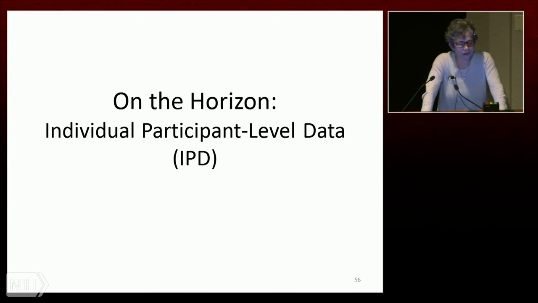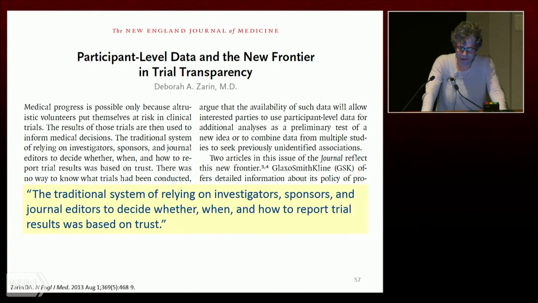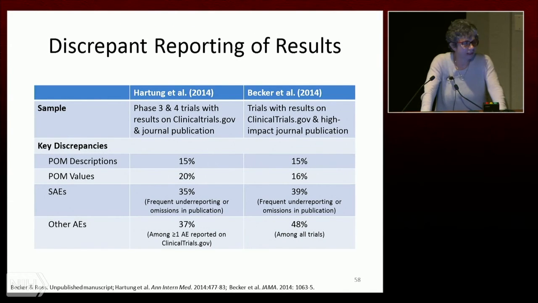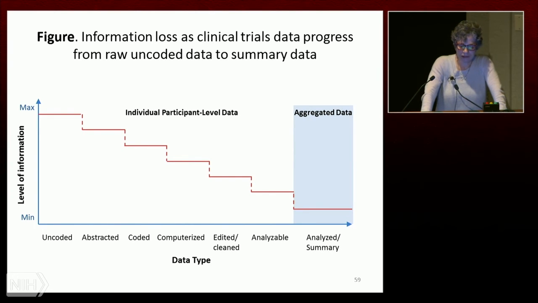So just to note on the horizon, there's a lot of discussion of individual participant level data. You'll hear this, people will talk about data sharing. Here's an editorial which notes that the traditional system of relying on investigators, sponsors, and journal editors to decide whether, when, and how to report trial results was based on trust. And basically that trust has been violated. Skip this. And it's interesting to note what's the relationship between the raw data or the participant level data in a study and the analyzed summary data.